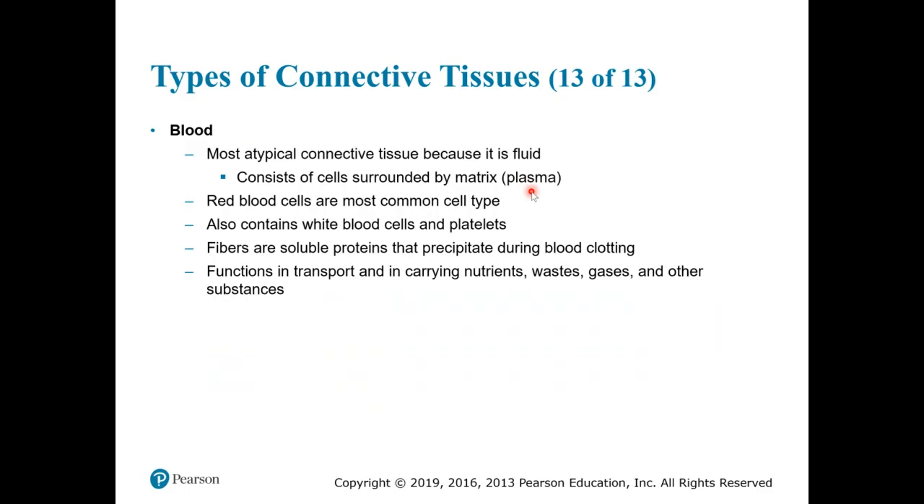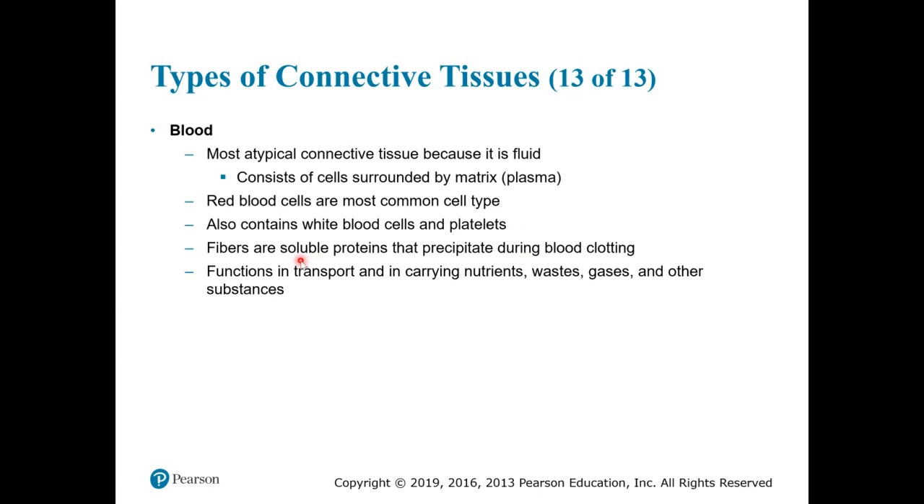Out of 100 cells in blood, 99 of them are going to be red blood cells. Their main job is to transport the respiratory gases, mostly oxygen, but they can carry carbon dioxide as well. Then we have the white blood cells and platelets. Those three things, red blood cells, white blood cells, and platelets, are called the formed elements of blood. And then in the plasma, you have a variety of substances that are dissolved. White blood cells' sole job is immunity. Platelets are involved in blood clotting.